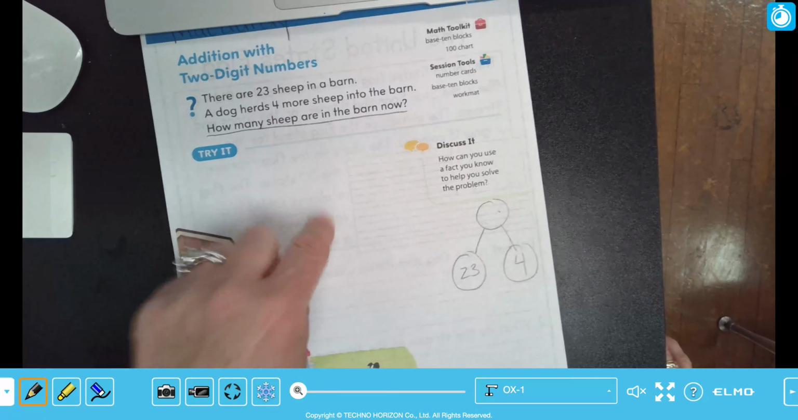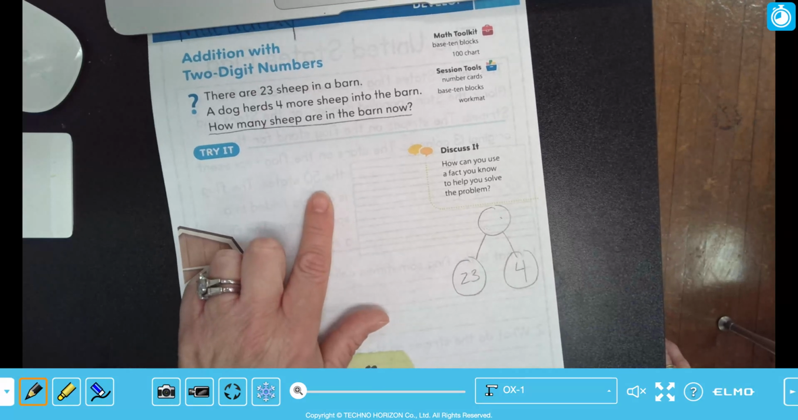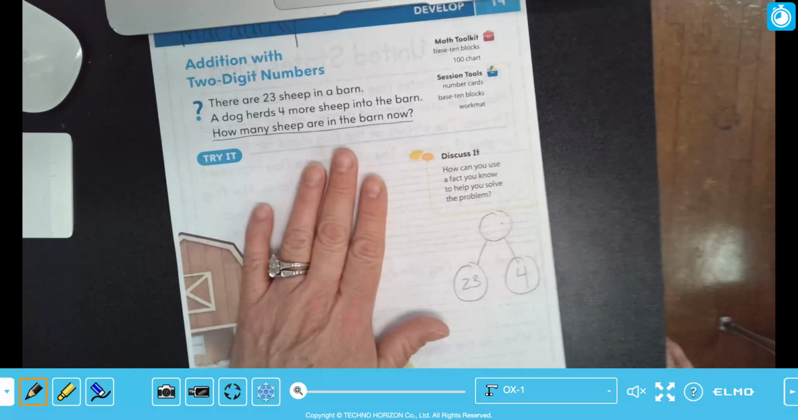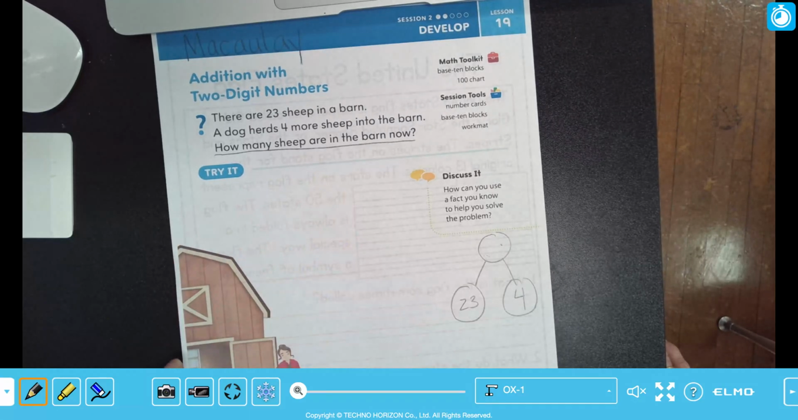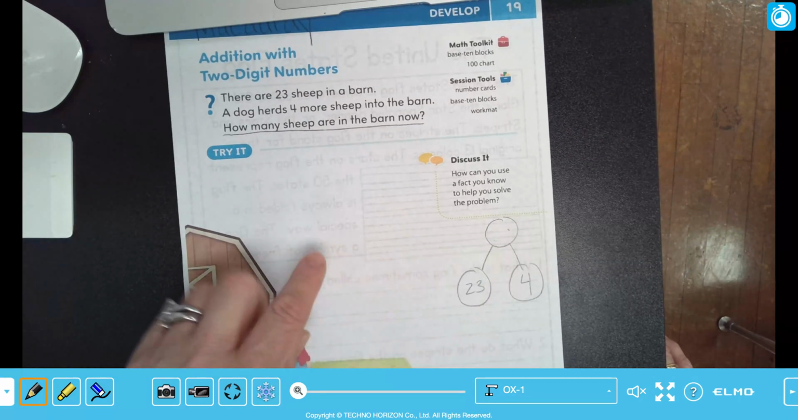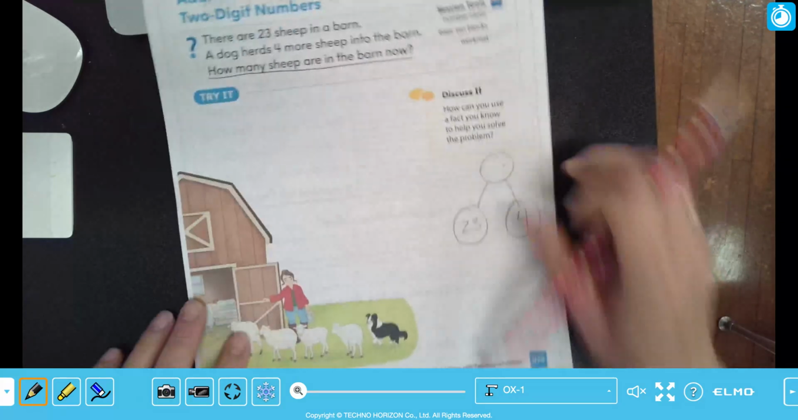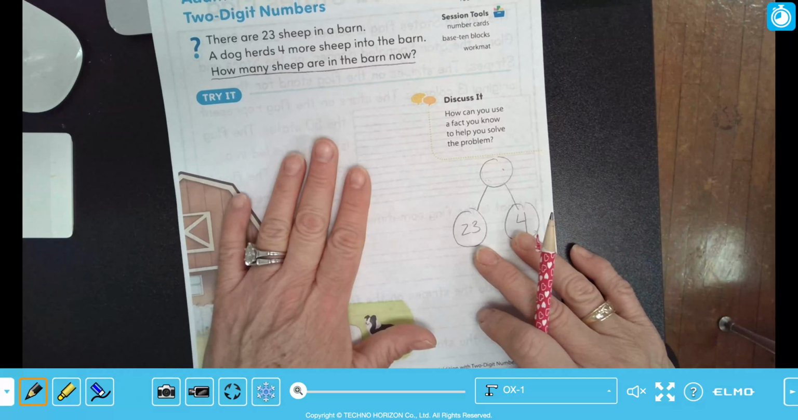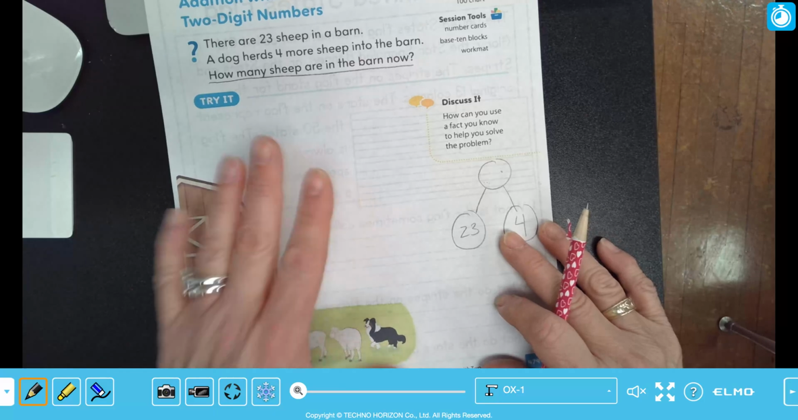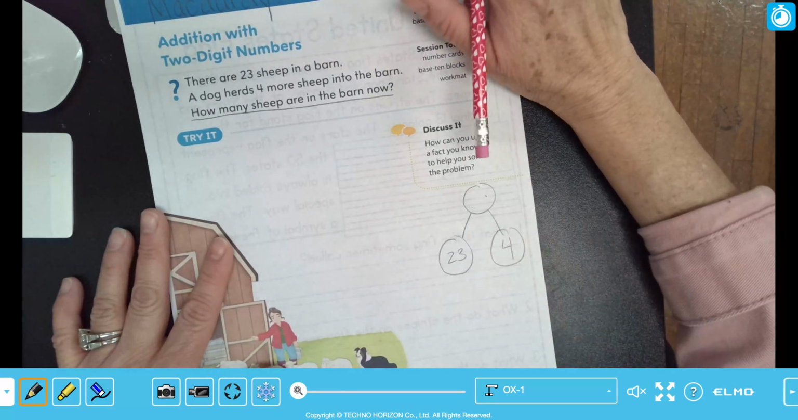So now, lovies, you need to solve the problem. You need to find out how many sheep there are altogether, right here. Show your work here and write the answer here. Can you do that? You can draw a picture. You can write an equation. You can do both, a picture and an equation. You can do it any way you want, okay? All right, so I'm going to pause. I'm going to end the video and you finish it up.